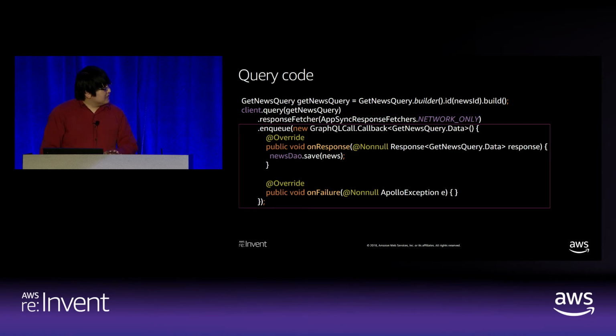And then since it is network, we don't want to run it on the main thread, so this will enqueue it and then run it on a background thread. When the response comes in, you can take that response and save it off into the database layer. Otherwise, you can deal with the failure, on failure.